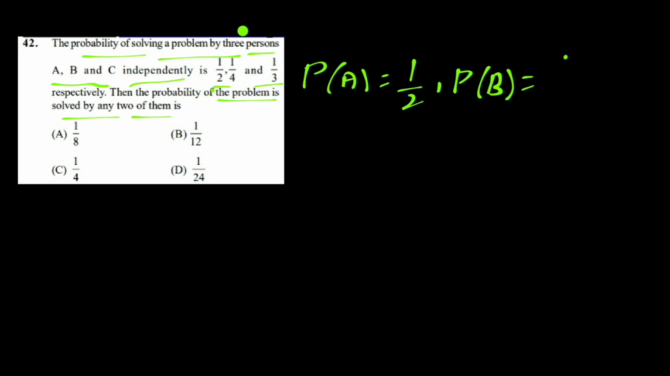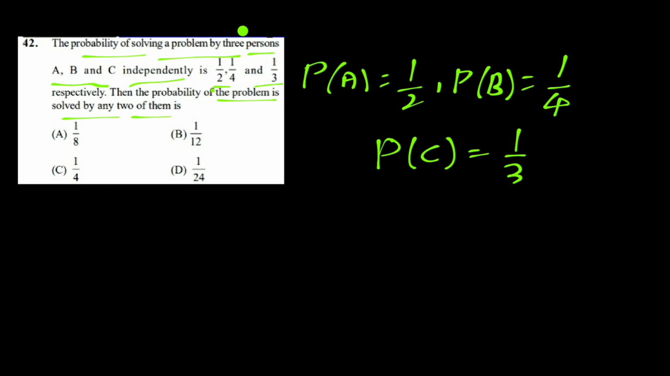Next problem number 42. The probability of solving the problem by 3 persons A, B, C independently is 1 by 2, 1 by 4 and 1 by 3 respectively. Then the probability that the problem is solved by any two of them. So first of all, given, I'll write P of A is equal to 1 by 2. Next P of B is equal to 1 by 4. Next P of C is equal to 1 by 3.